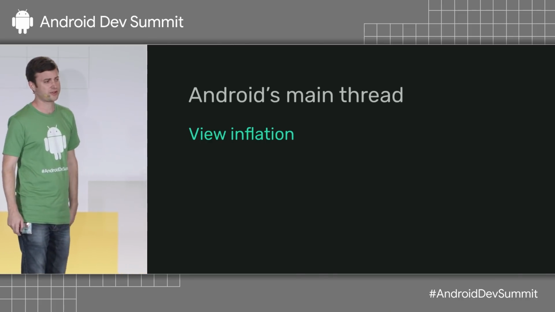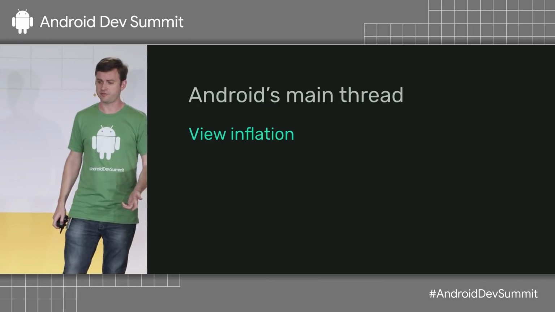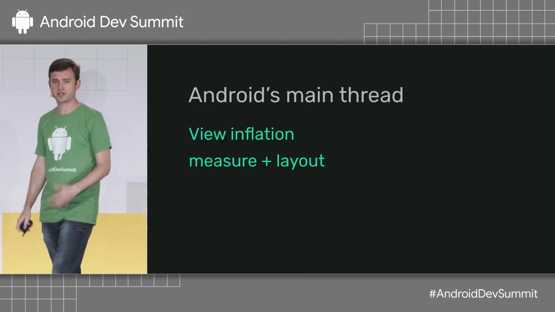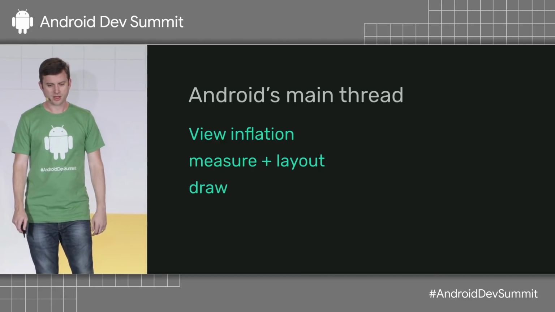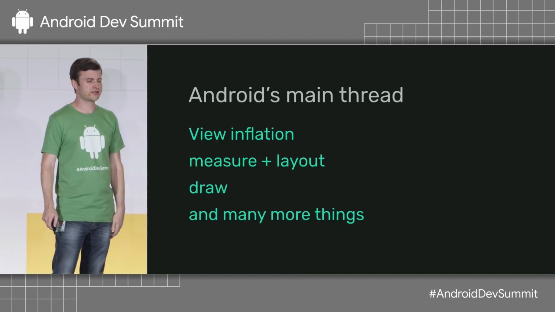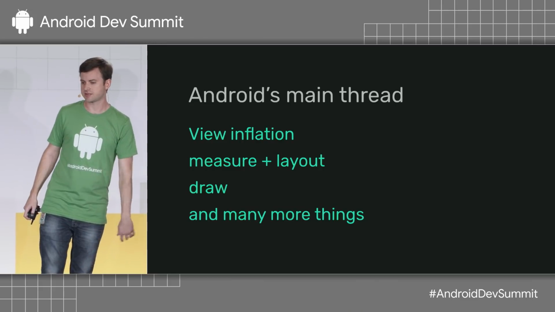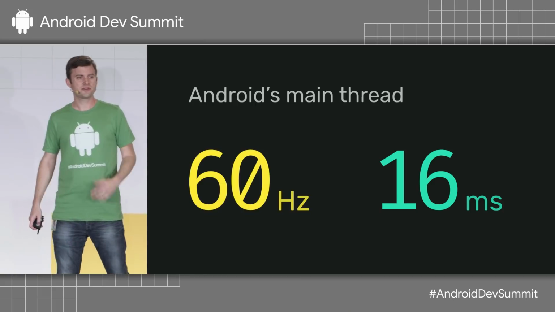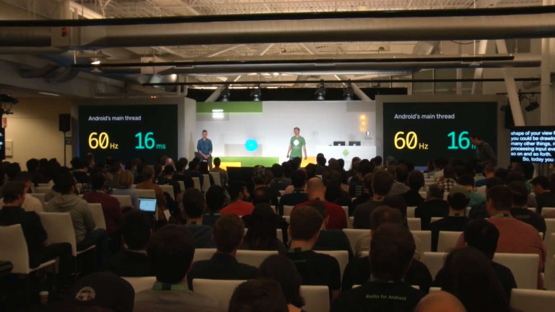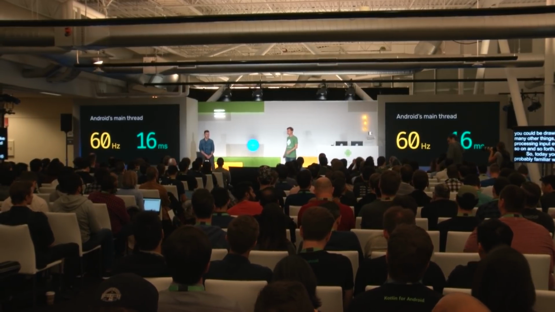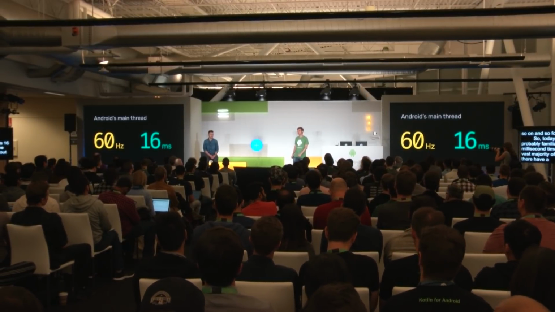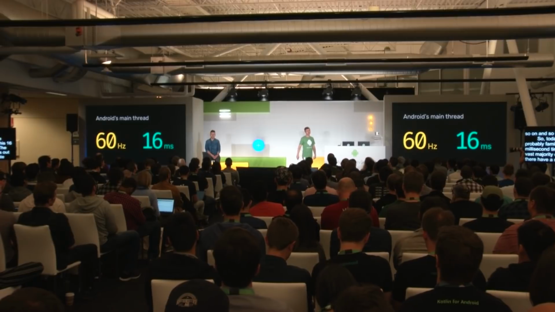So some of the things that you might find yourself doing on the main thread: inflating views. You could be doing measure and layout operations to change the shape of your view hierarchy. You could be drawing, or many other things, really, like processing input events, and so on and so forth. So today, you're probably familiar with this 16 millisecond time limit. The vast majority of devices out there have a refresh rate of 60 hertz, which means that you have just over 16 milliseconds to do all of the work necessary in order to deliver a smooth frame rate.